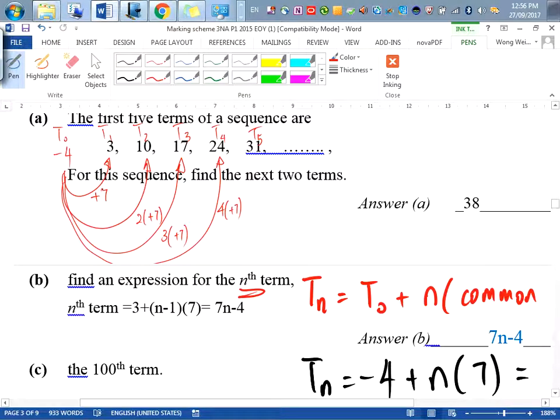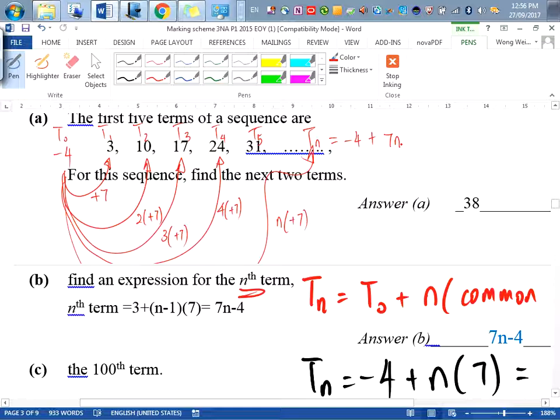I can keep going on and on, but you notice that from 0 to 1, I need to add 1 time of 7. If I go until T2, I need to add 2 times of 7. I go to T3, I need 3 times of 7. T4, I need 4 times of 7. What about Tn? N times of 7. Okay? So to go from T0 to Tn, I need to add 7n. So what is the value of Tn? This is equals to T0, which is negative 4 plus 7n.